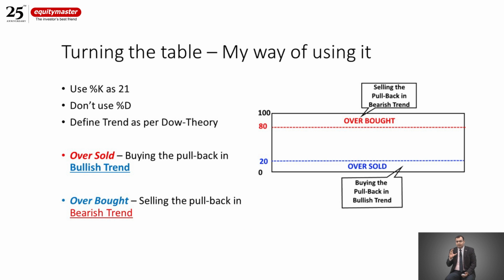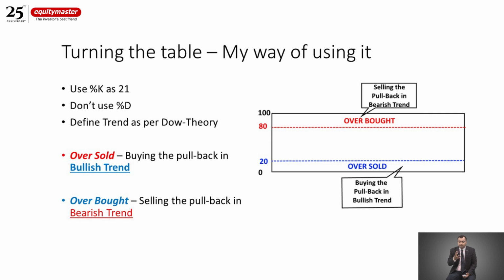Now look at the table again. The concept of overbought and oversold is the same. I am taking overbought as above 80, oversold as below 20. Now what I have done is I am using percentage K as a 21 period. The default one is 14 period.